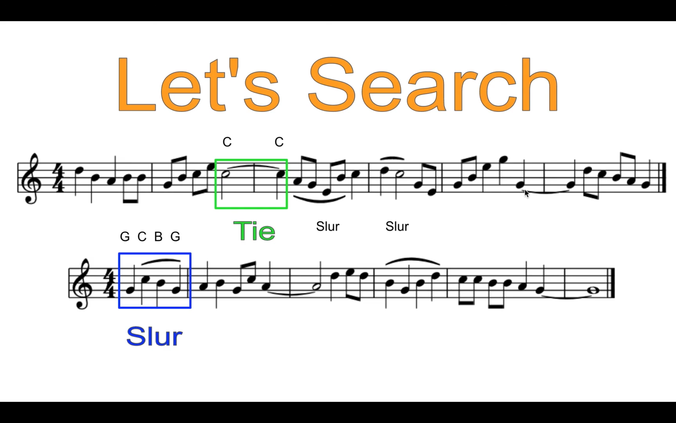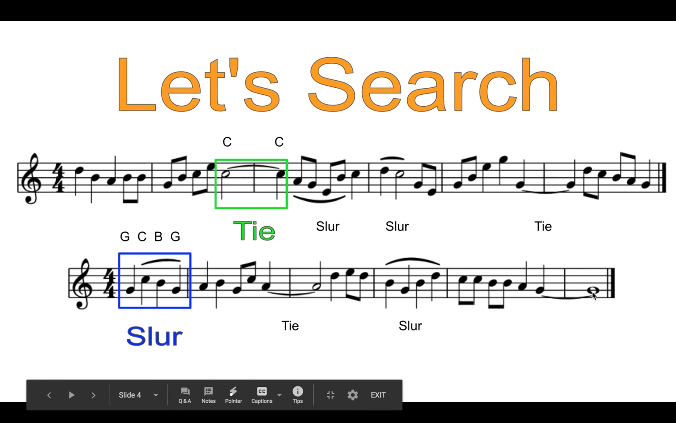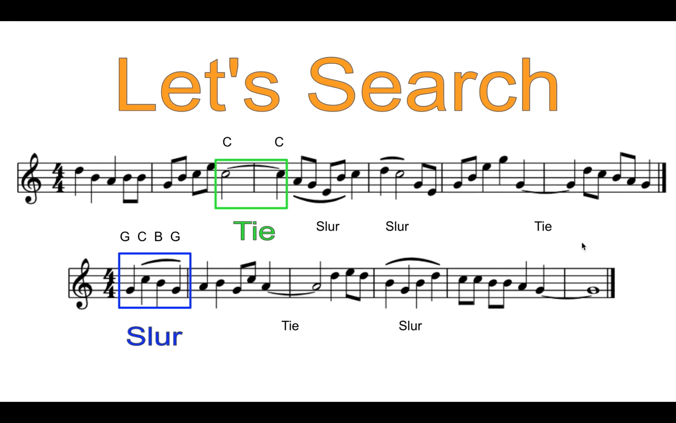Number 3, a G that's attached to another G. This one is a tie. Number 4, an A attached to an A. This one is also a tie. How about number 5, B, G, B, D? Is that all the same note? I don't think so. Therefore, it's a slur. And our last one, it's a G attached to a G. It is a tie.